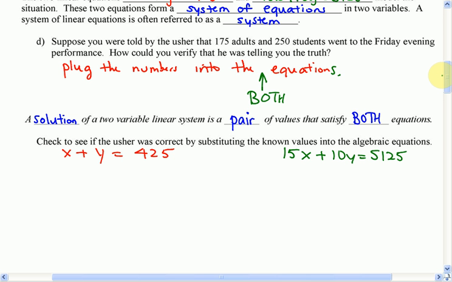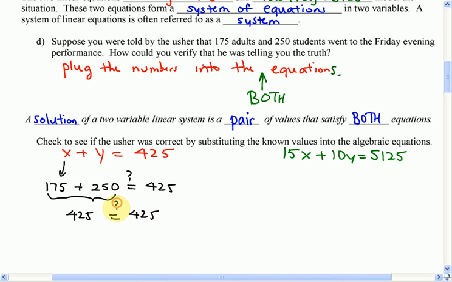And then I'd like you to please check to see if he was correct. So what would I plug in for x, and what do I plug in for y? Good. So x is 175. Thank you very much. I'll plug that in. And then y is 250. And my question here is, does this equal 425? So what's 175 plus 250? 425. Does 425 equal 425? Yes. So this one's okay.